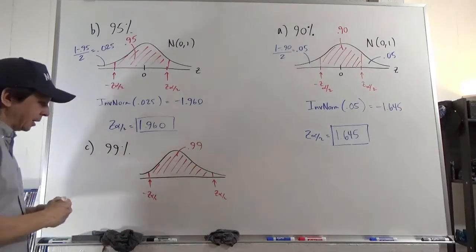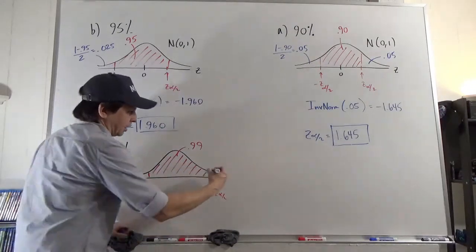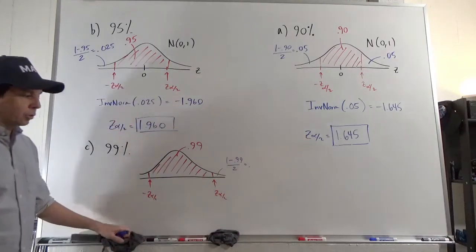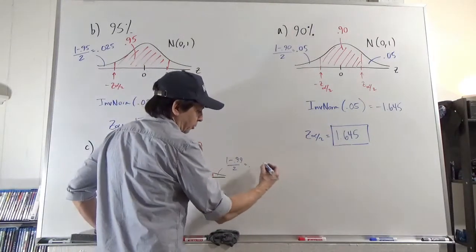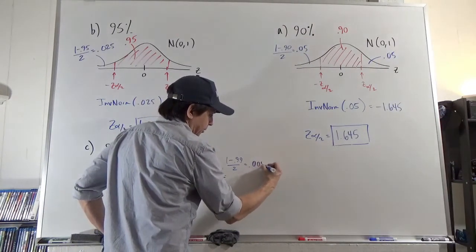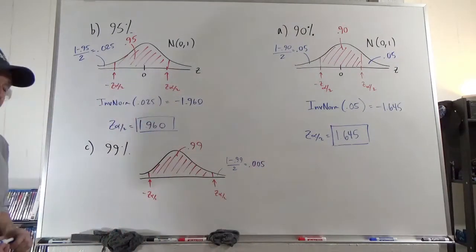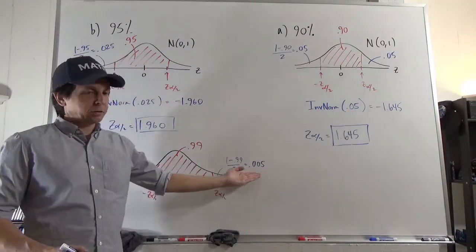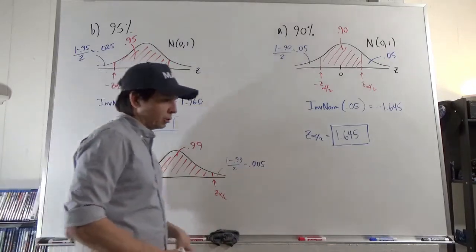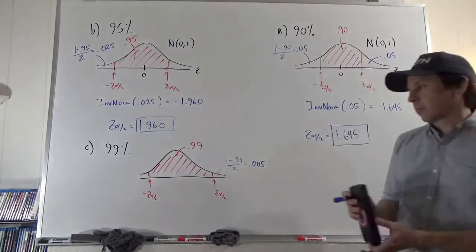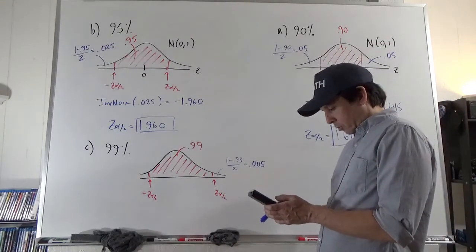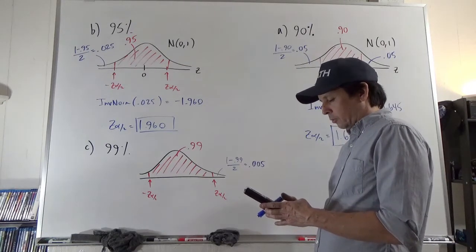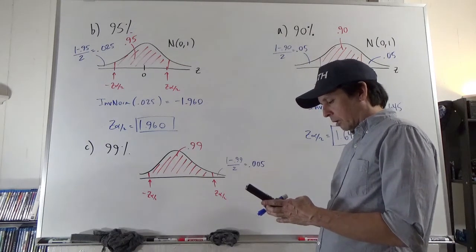You want 0.99 in the middle. Each tail will therefore have 1 minus 0.99 divided by 2. And that's going to give you 0.5%, because it's going to be 1% cut in half. Decimal form will be 0.005. Again, that's 0.5%. So again, you'll see a bunch of those and you need to not confuse them. Inverse norm, 0.005. You got 2, 5, 7, 5, 8, so that second 5 rounds up to a 6.